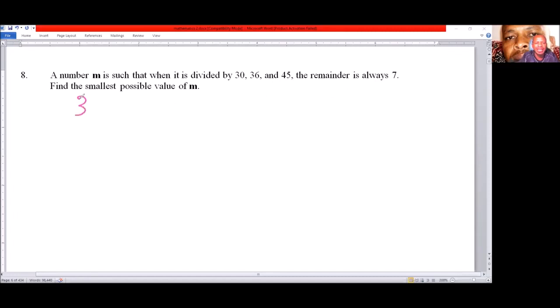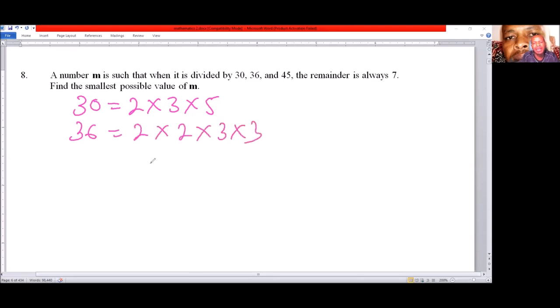So let us write the factors of 30. This will be 2 times 15, which is 3 times 5. Then we have 36 is equals to 2 times 18, 2 times 9, 3 times 3. Then we have 45, which is 3 times 15, 3 times 3 times 5. So we need to get the LCM.